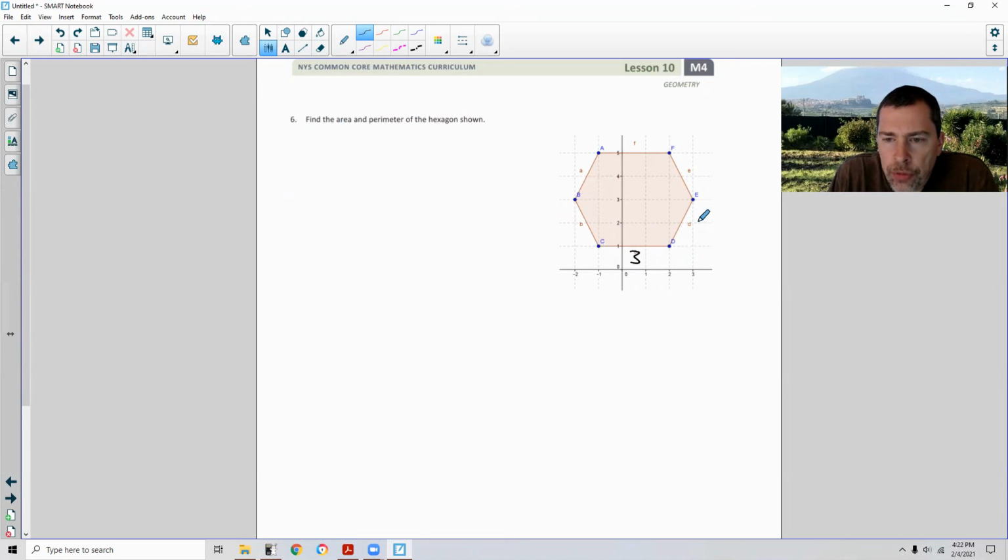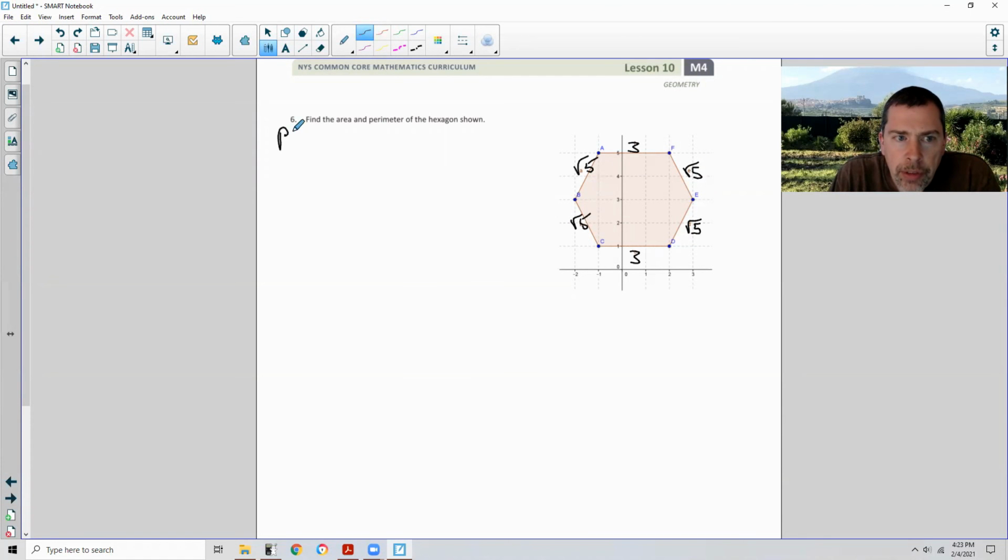1 squared plus 2 squared. 4 plus 1 is 5. This is the square root of 5. 2 by 1, again, square root 5. 1, 2, 3, and guess what? This is going to be square root 5, and this is going to be the square root of 5.